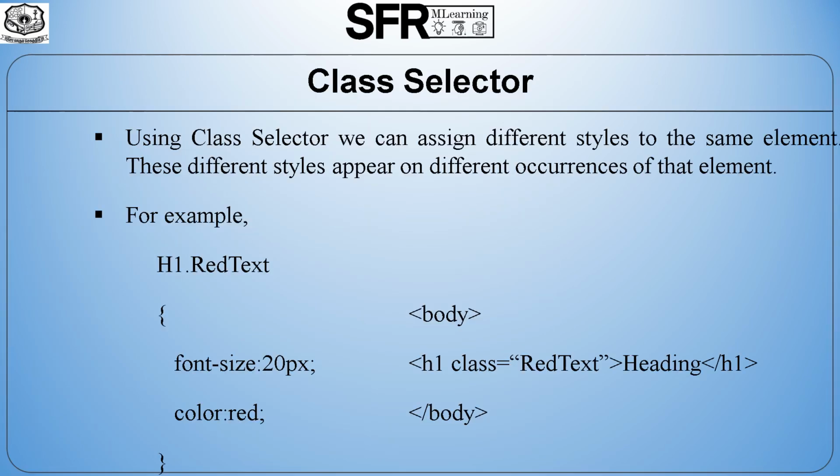The next one, class selector. Using class selector, we can assign different styles to the same element. These different styles appear on the different occurrences of that element. The dot operator is used to specify the class of the particular element.